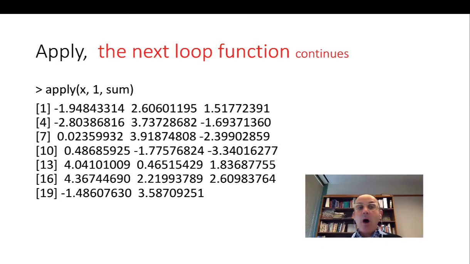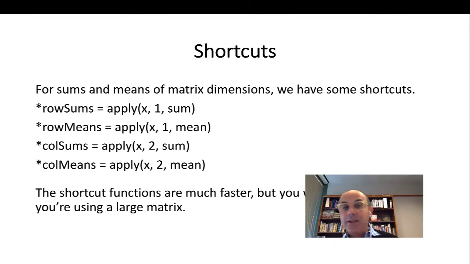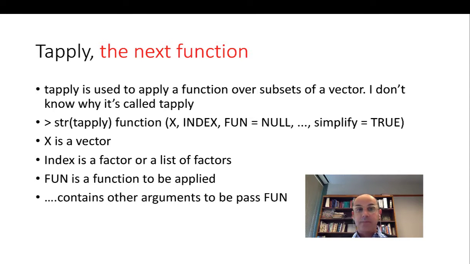And again, this is how I do that with regard to the x value when it's 1 with the sum. The shortcut, and there are always shortcuts for sum and the means of the matrix dimension, we have some shortcuts. We can say rowSums to apply to x, or rowMeans to apply to the x, or colSums to apply, or colMeans to apply. So those shortcut functions are faster, but you will not notice unless you are using a large matrix in that context.